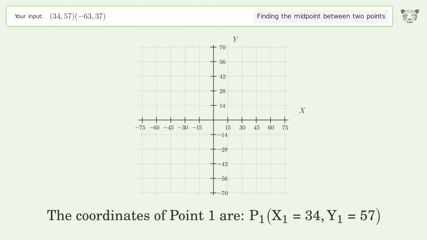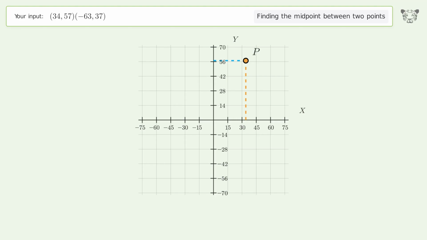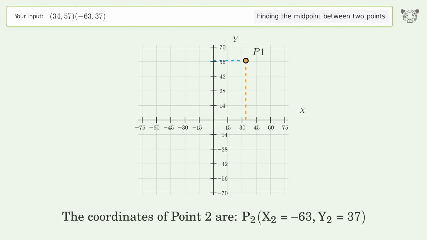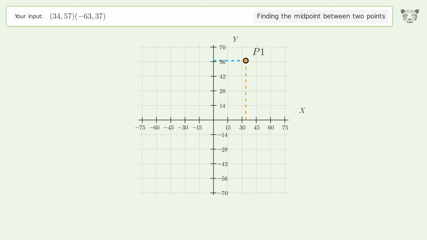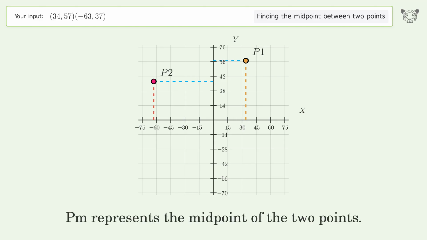The coordinates of point 1 are x1 equals 34, y1 equals 57. The coordinates of point 2 are x2 equals negative 63, y2 equals 37. PM represents the midpoint of the 2 points.